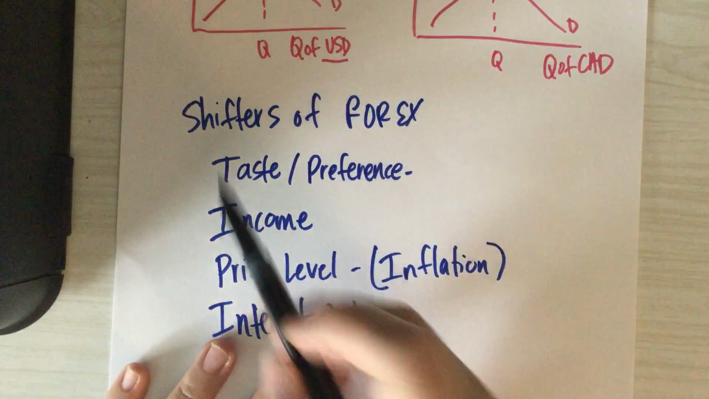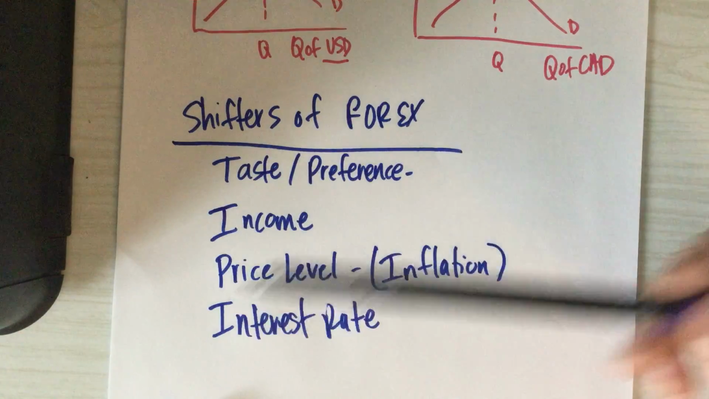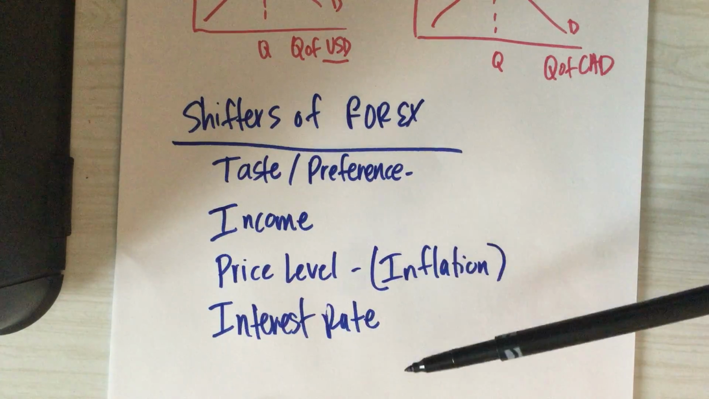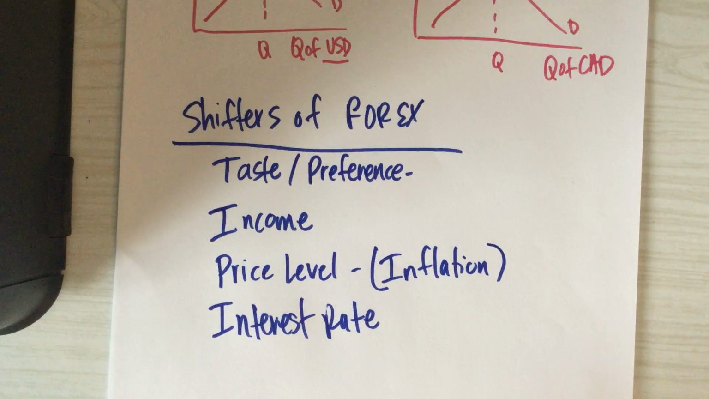So these are the shifters of the foreign exchange. Again, you can remember TP as the shifters that affect foreign exchange, but that's basically it.